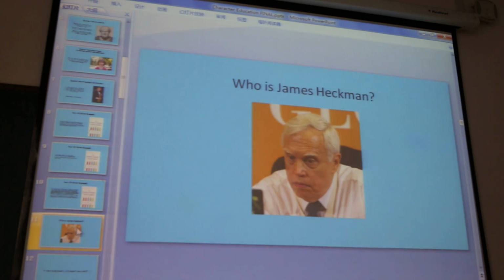So, we have this man here, James Heckman. James Joseph Heckman was born in 1944. He is a Nobel Prize-winning American economist who is currently at the University of Chicago, where he's the Henry Schultz Distinguished, etc., etc. He's got a lot of credentials. I don't have time to go into it, you can find it online, but he's a very distinguished and Nobel Prize-winning economist, so he has some credibility.